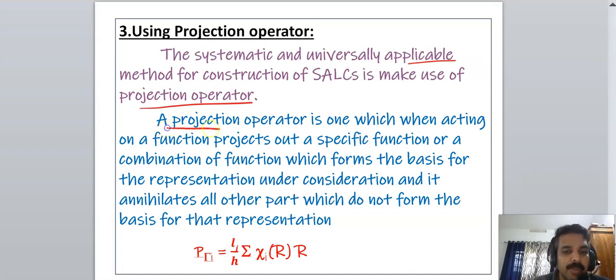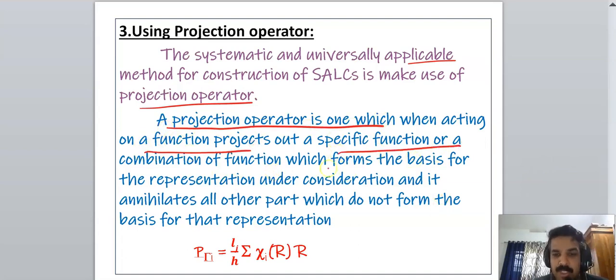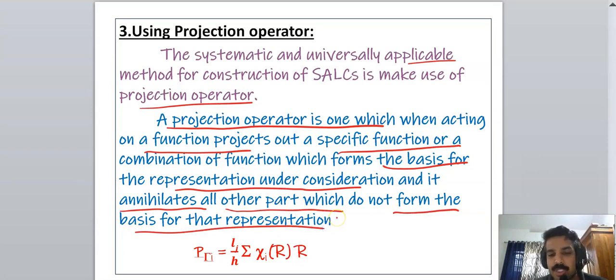Okay. A projection operator is one which, when acting on a function, projects out a specific function or combination which forms the basis for the representation under consideration, and it annihilates or cancels all other parts which do not form a basis for the representation. That is, we put a function on a projection operator having a particular symmetry. Then it projects out only that part of the function or combination having the same symmetry, and all other parts are annihilated, cancelled or eliminated.